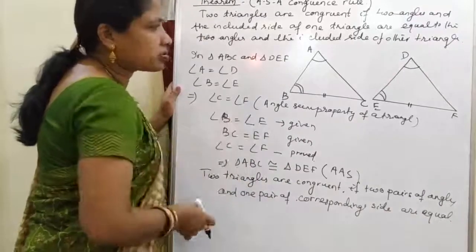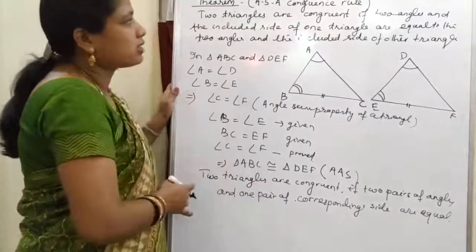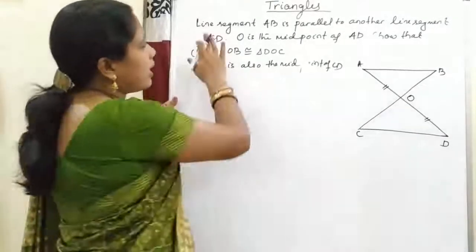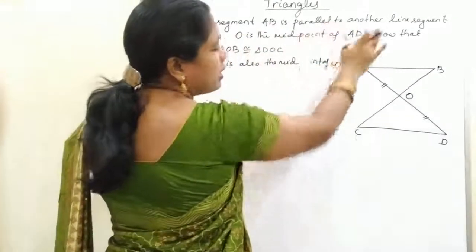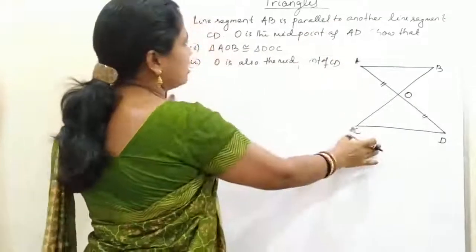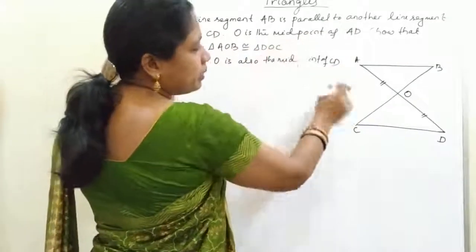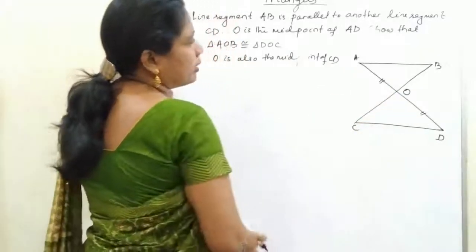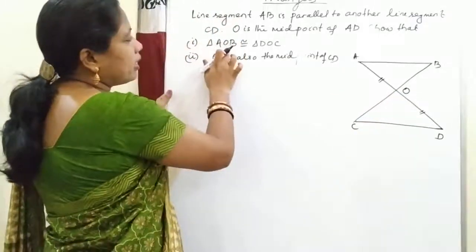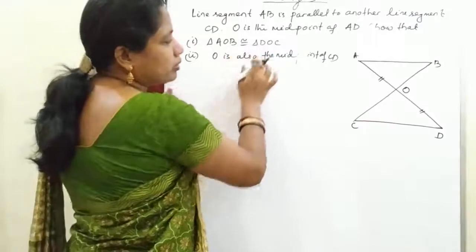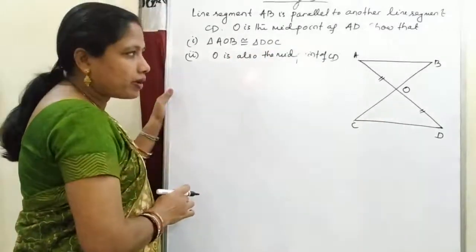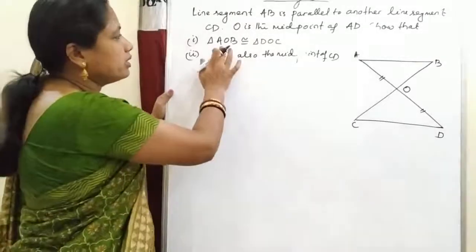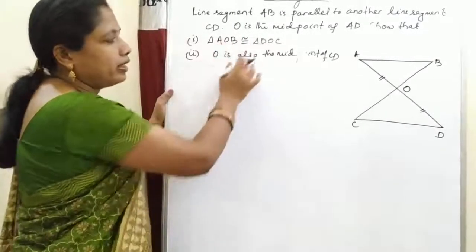So let us solve some examples based on ASA and AAS. Line segment AB is parallel to another line segment CD. O is the midpoint of AD. That means AO is equal to DO. So prove that triangle AOB is congruent to triangle DOC. First we have to check what are the equal parts in these two triangles AOB and DOC.